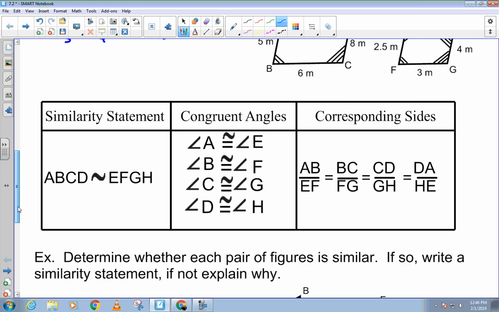Okay? Because I know that AB corresponds with EF, so that can be written as a ratio. And BC corresponds with FG, same thing, it can be written as a ratio. And CD with GH, and AD with EH, okay? And so you can write all of those as ratios, and they're all proportional to each other. They should reduce to be the same thing.